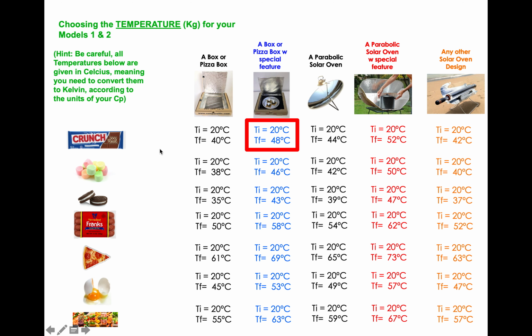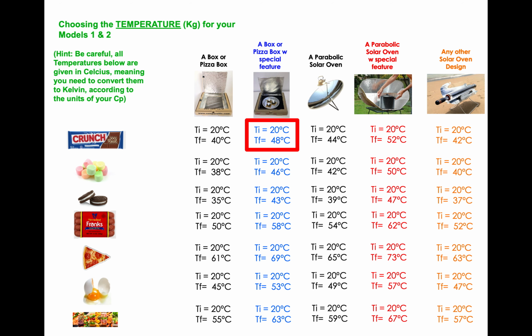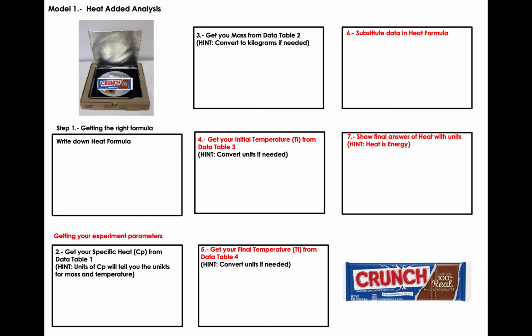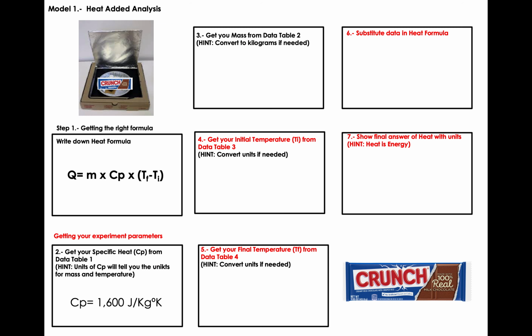So again, be careful in here. Our CP is in kilograms degrees Kelvin and the temperatures are in Celsius. So probably you will need a conversion. Now let's continue with my example. The first thing, as the first box says, is to write down the heat formula. From the first page, I copy the formula, that is Q equals mass times specific heat, CP, times the difference in temperatures. Step number 2, get the specific heat. I already got it, because it's chocolate, 1600 joules per kilogram degrees Kelvin, I just copy it.